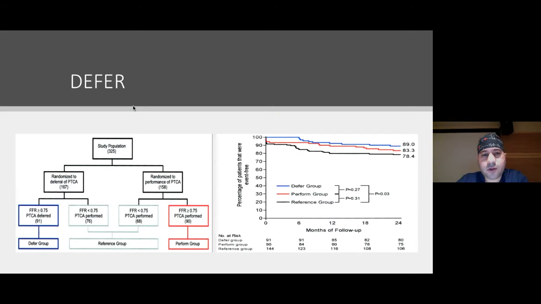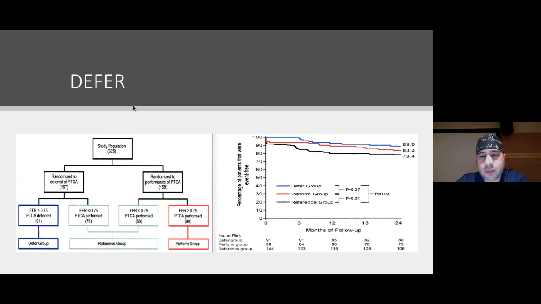So the big trial for inducing hyperemia and measuring FFR is the DEFER trial, where they studied 325 patients and randomized them into 3 groups. The reference group had an FFR that was strongly positive, less than 0.75, and PCI was performed. The other 2 groups had a non-significant FFR greater than 0.75, and they were categorized into 2 groups, either to defer PCI or perform PCI.